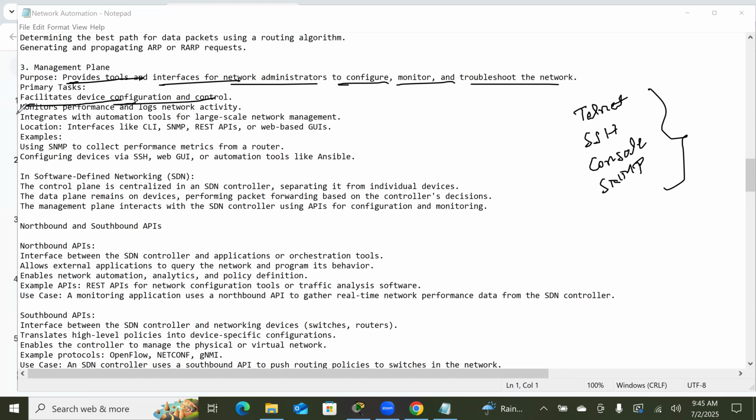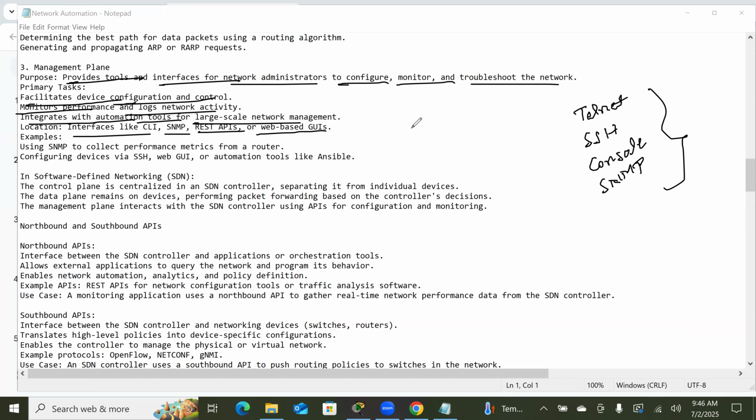Here it monitors performance and logs the network activity, and it will be integrated with automation tools for large scale network management. Like what? Interfaces like CLI, SNMP, REST APIs, or web-based GUIs will be integrated with the network automation tools, just like Ansible or Terraform. So this is what you have to learn in network automation.